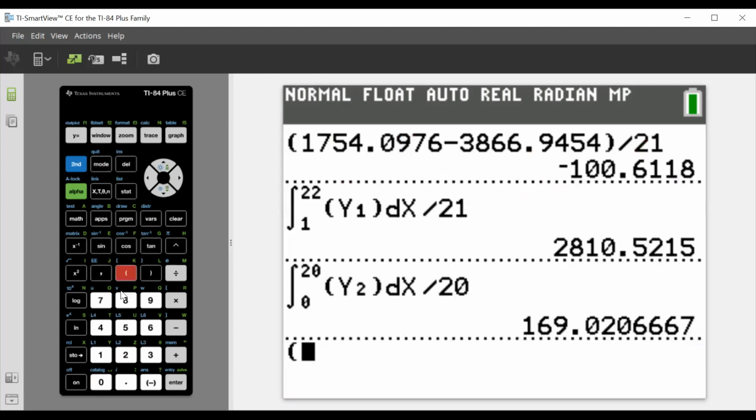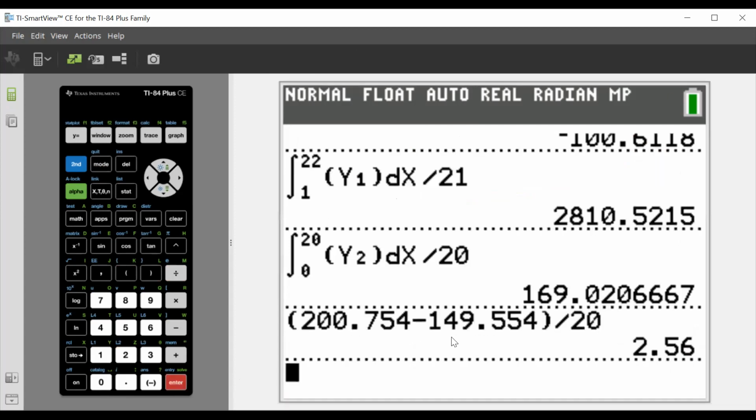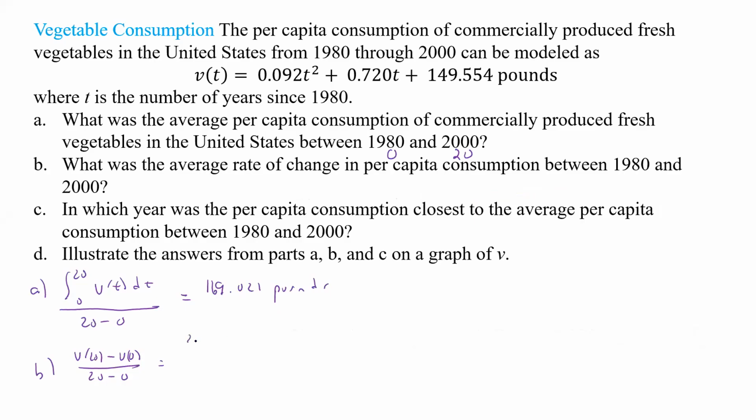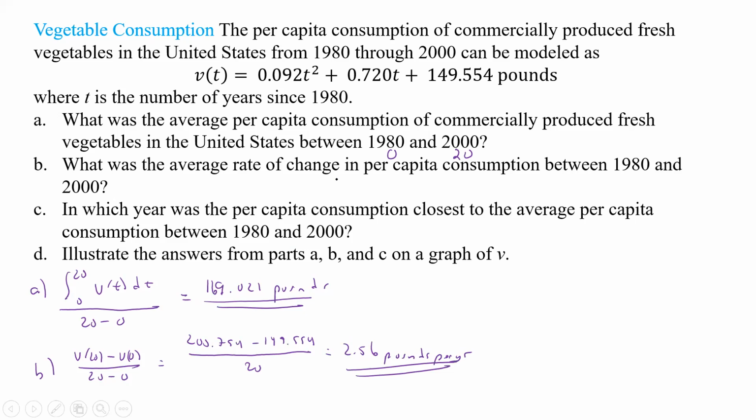So we're going to take 200.754 minus that 149.554 divided by 20. So 2.56. So we've got the whole thing now. So this was 200.754 minus 149.554 divided by 20, which was 2.56 pounds per year. Okay, so that's that. This was just our average change there.